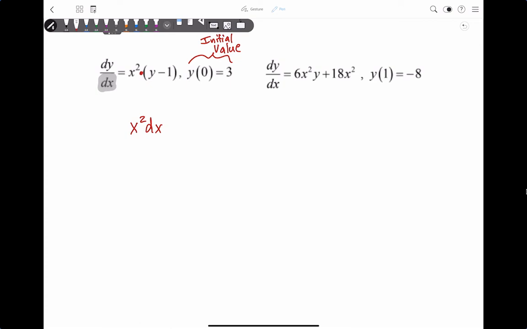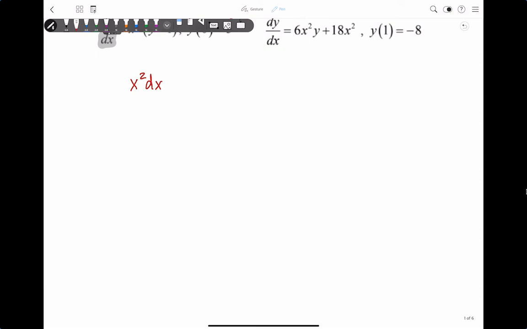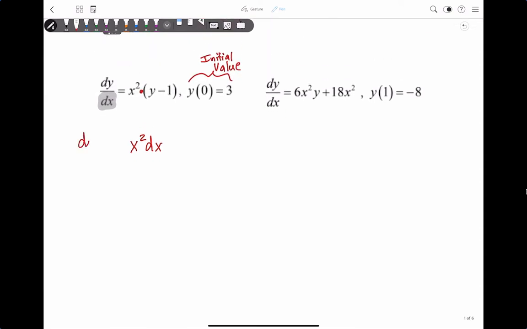So x squared dx, and moving my y's to the left, it's like I'm dividing both sides by y minus 1, which will give me dy over y minus 1. Now, this is the separation of variables piece, and now we're going to integrate both sides, okay?